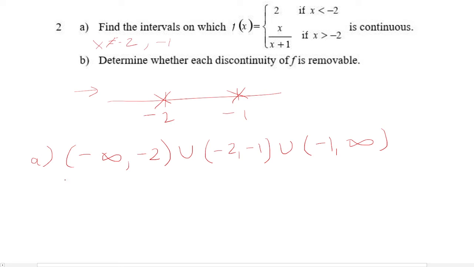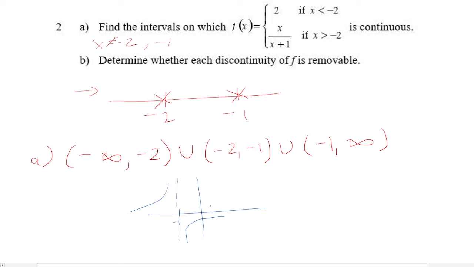Now for part B, determine whether each discontinuity of f is removable. So we said that there's 2 points at which f is not continuous. So at -2 and -1. At -1, that's going to be an asymptote. So it's going to look something like this. So you can't just put in a point there and make it continuous. It's not going to happen at -1. But it's interesting at -2.